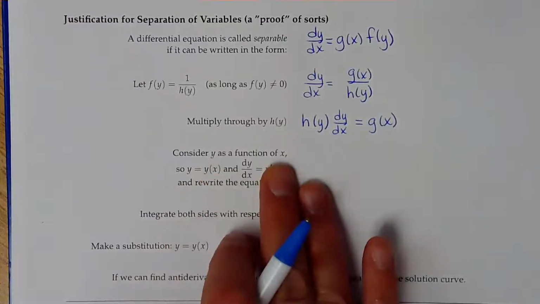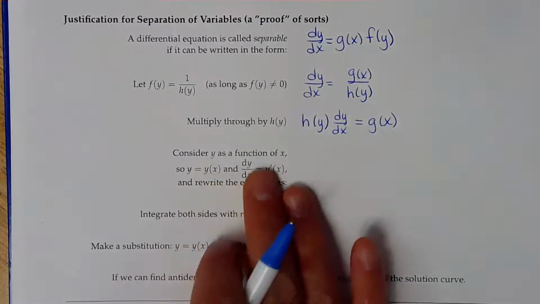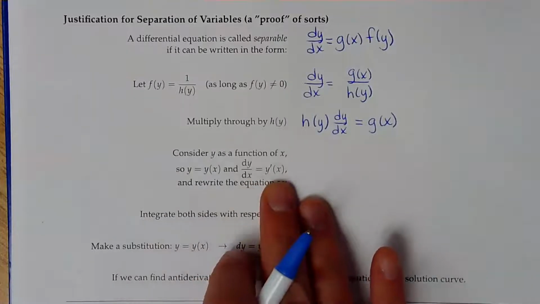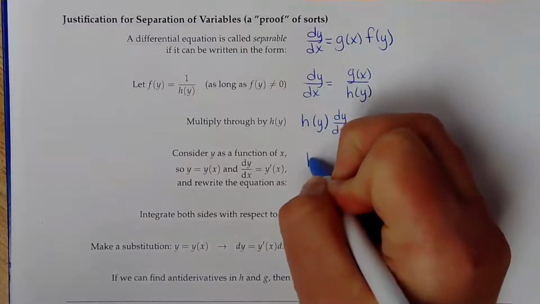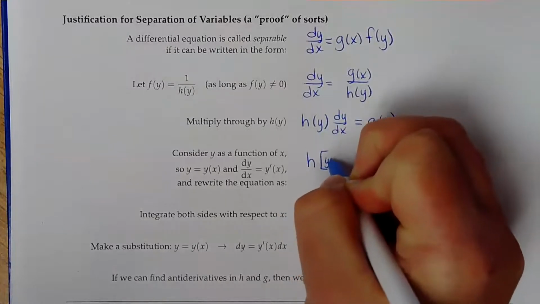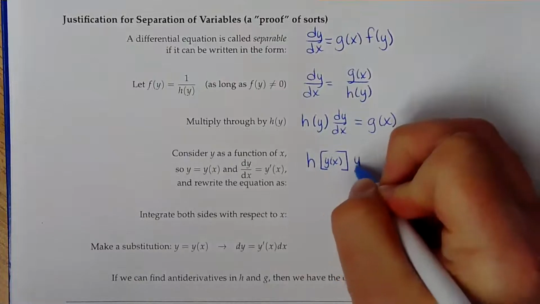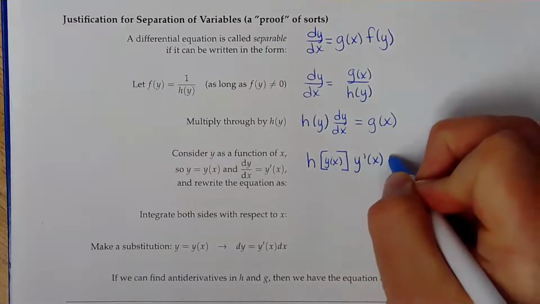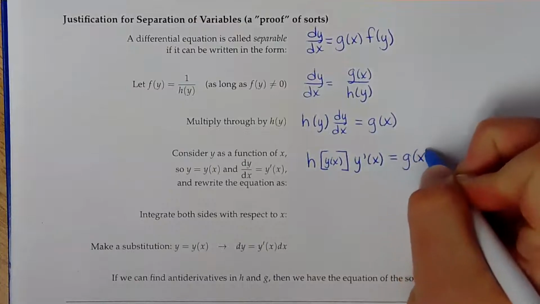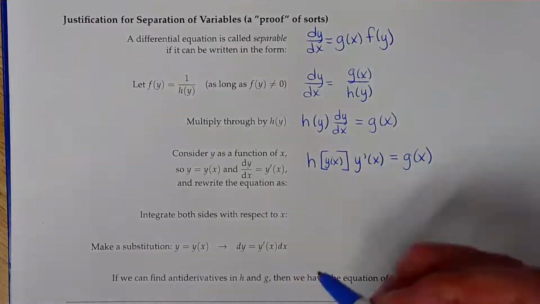So if we consider y as a function of x, then y is equal to y of x, and dy/dx is y prime of x. So I'm going to make those substitutions here. So I get h of y of x, and I'll replace that dy/dx with y prime of x, and that's still going to be equal to g of x. We haven't done anything to the right-hand side. Okay, so there's my rewritten form, and then I'm going to integrate both sides with respect to x.